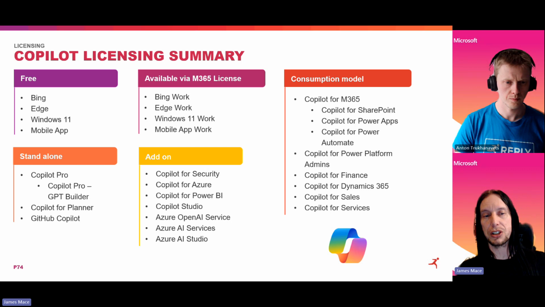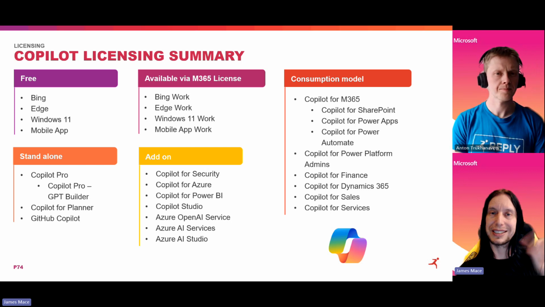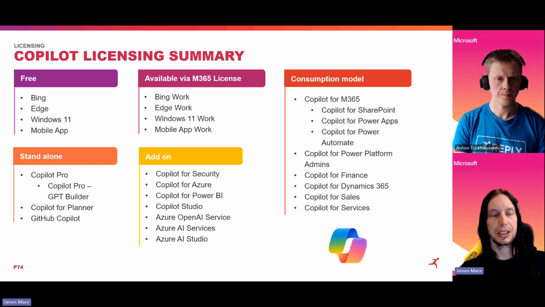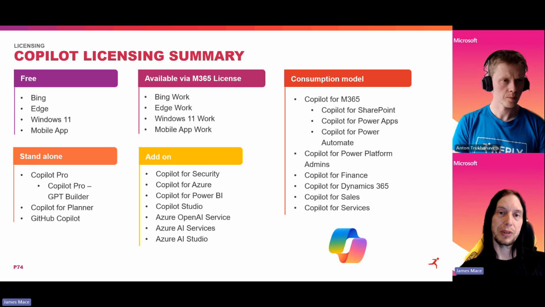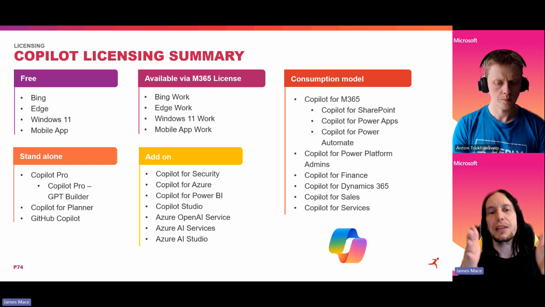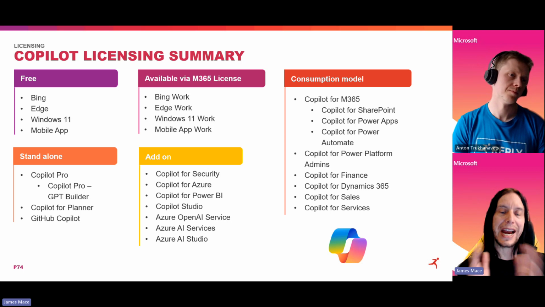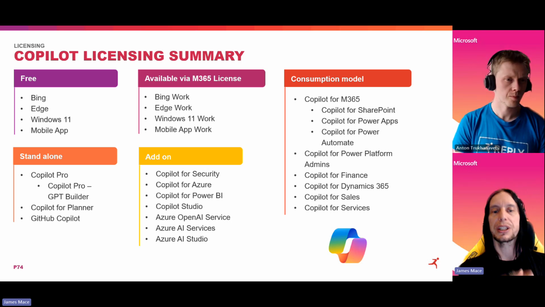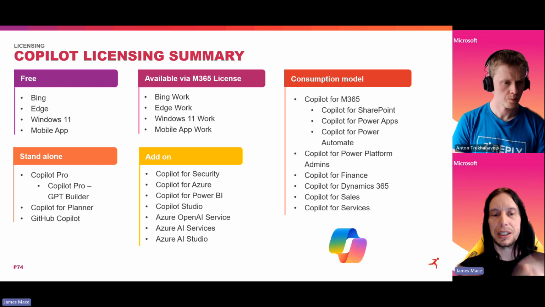Then you get a few standalone models. So Copilot Pro, the personal one that you can use, which includes GPT Builder, that's a standalone cost. Copilot Planner and GitHub Copilot are also standalone costs as well. You don't need another license to get those. And then the middle column at the bottom there, add-ons. These are generally add-on licenses that you can pay for stuff like security and Azure and Studio and services and that sort of thing. Great.